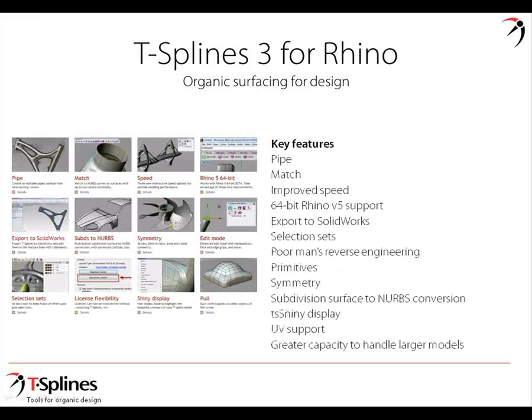So with those guidelines, these are the new features that we've created for T-Splines 3, and Kyle will take a closer look at these during the webinar. I'll just point out that probably the three biggest improvements are a pipe command that gives you a very powerful way of starting and making surfaces and editing them, a match command which is very robust and helps you match up the T-spline to other NURBS or other geometry in the scene, and significantly improved speed.